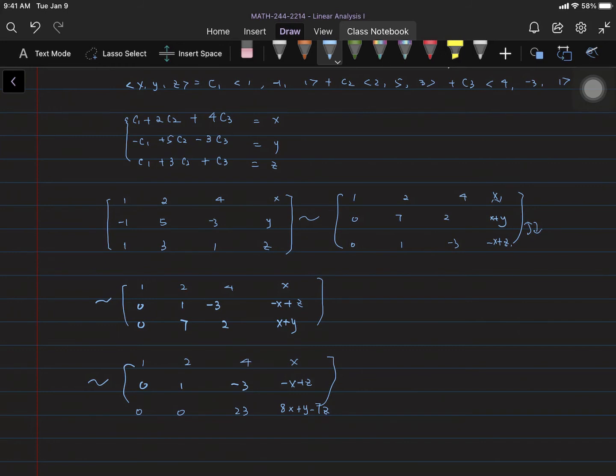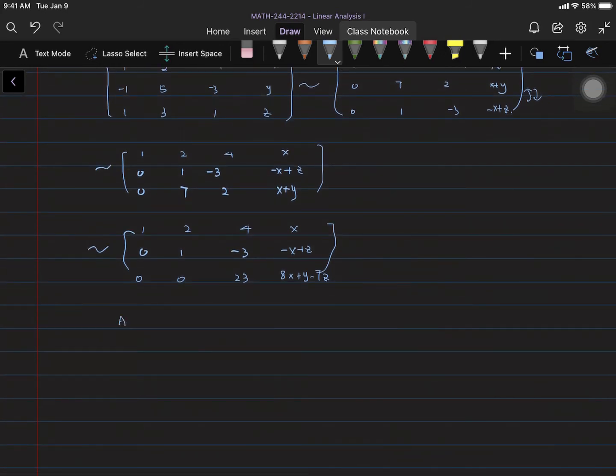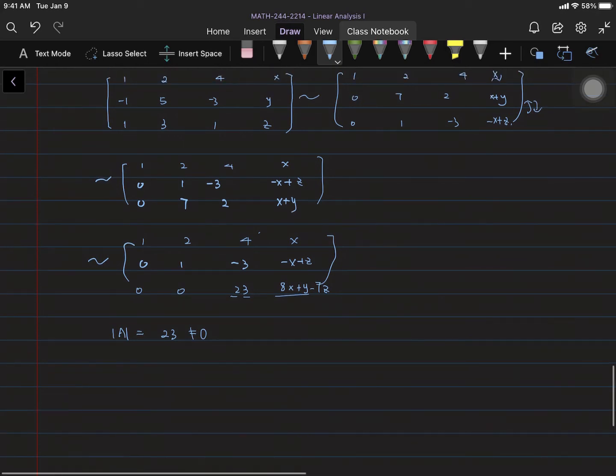And we can see this one has a solution, because if we look at the last row, we can divide by 23, right? And we can get z equals something. You can also look at the determinant of A. The determinant of A is 23, actually, which is not zero. So in this case, we can use Cramer's rule. Oh, we don't have to, I didn't ask you to find the linear combination. We just want to see if this linear system has a solution or not. So we can say here, the linear system has a solution.